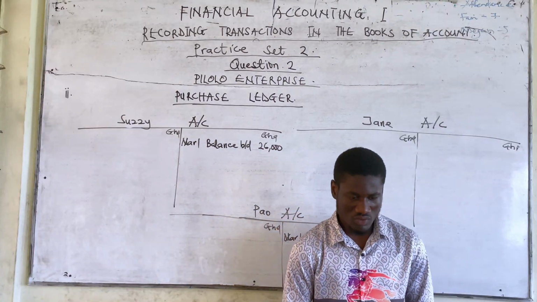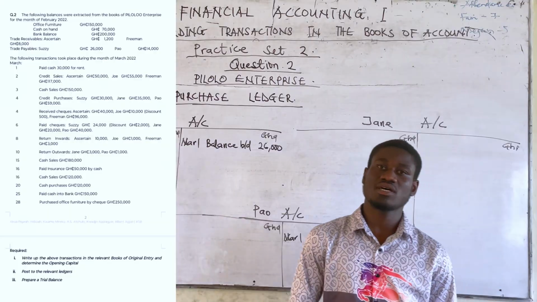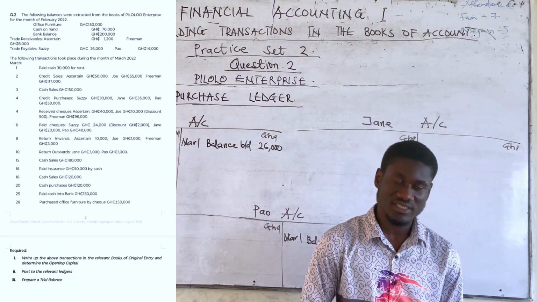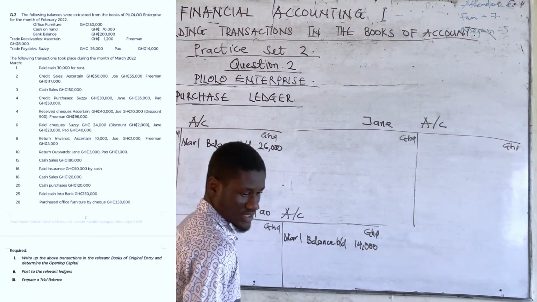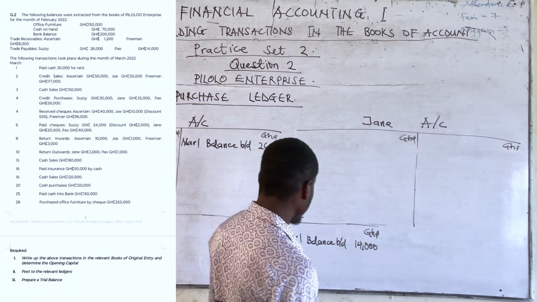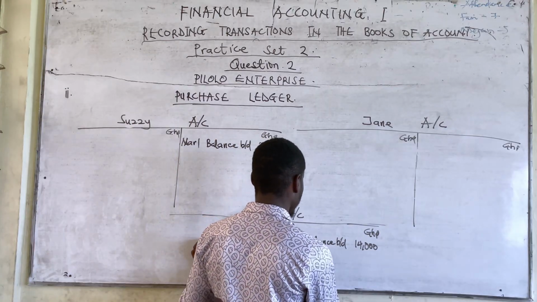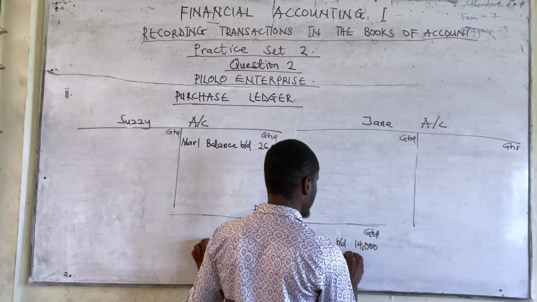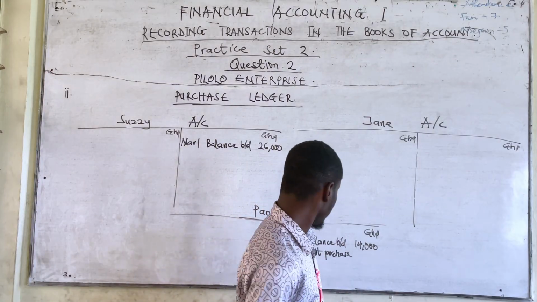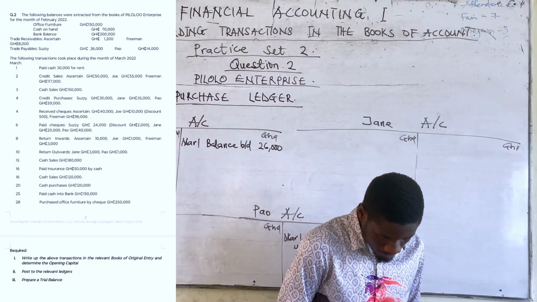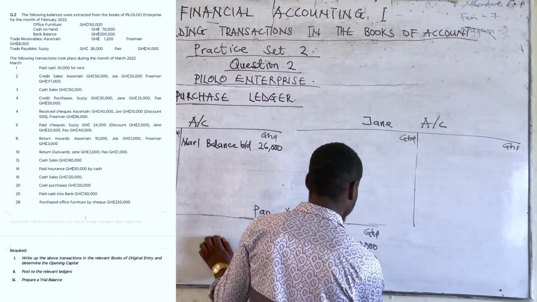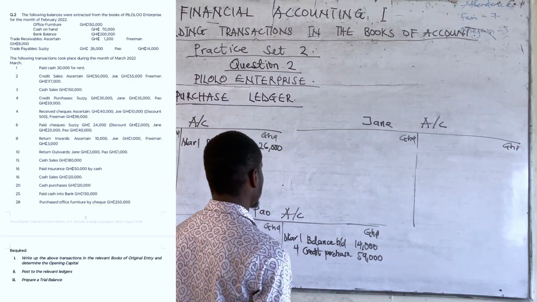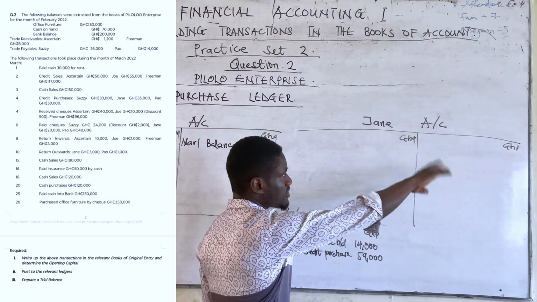Good. Then we move on to any other transaction that was involving these accounts. We have credit purchases here, okay? So the date is March 4th. So credit purchases. The amount involved for Paul was 59,000. Okay. Good. There was no balance for Jane, that's why we don't see any balance there.